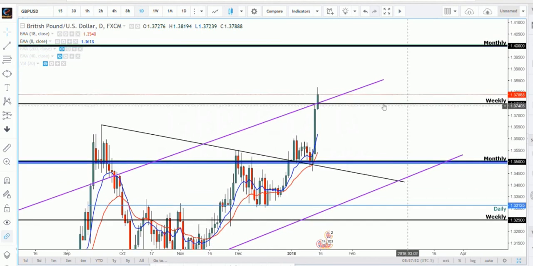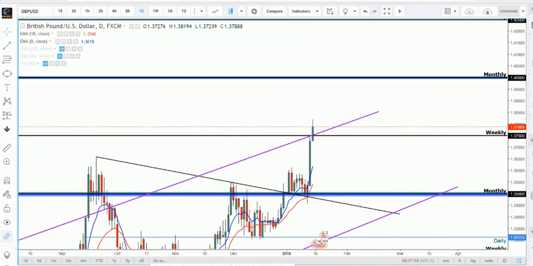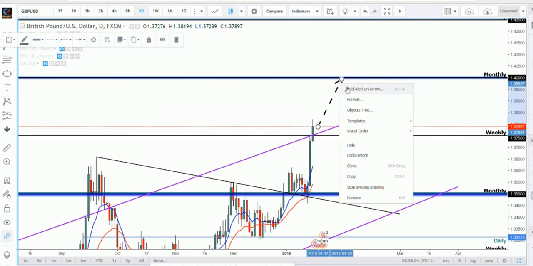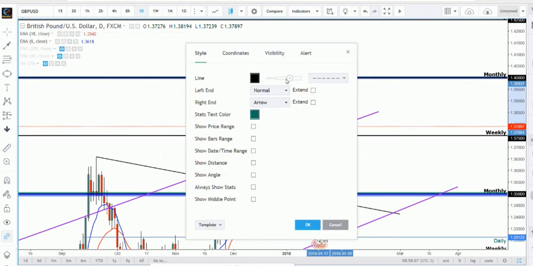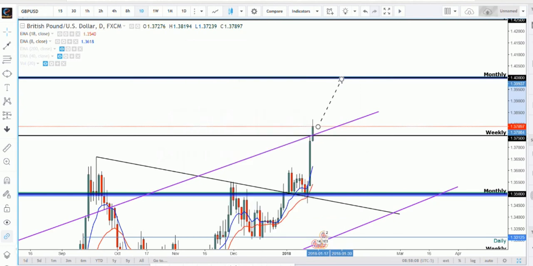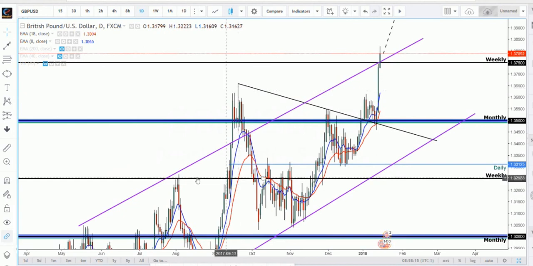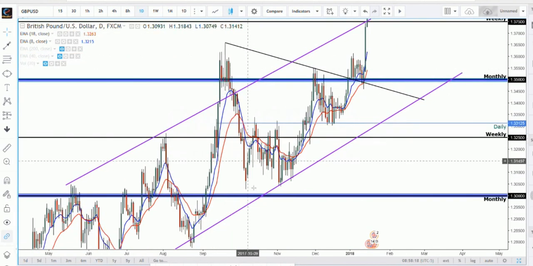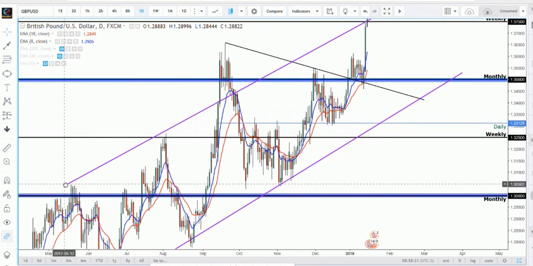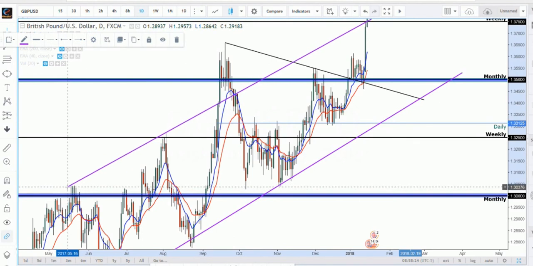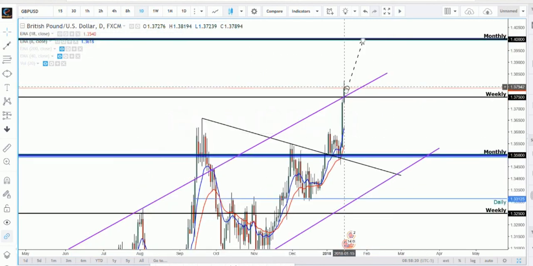So what we need now, if we get the closure above here, then I'm definitely putting 1400 into play. I'm putting 1400 into play. But remember, this is also considered a false break of this trend line because we came back in. So for one touch, then we false break. So if we close above here, then I'm definitely considering 140 back into play.